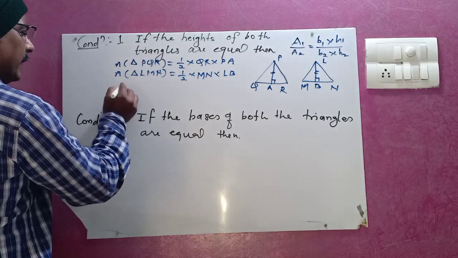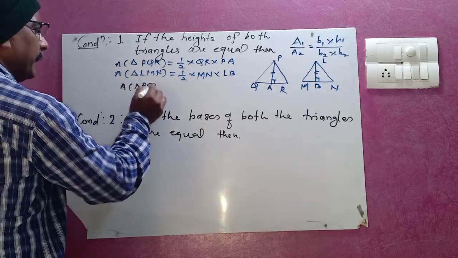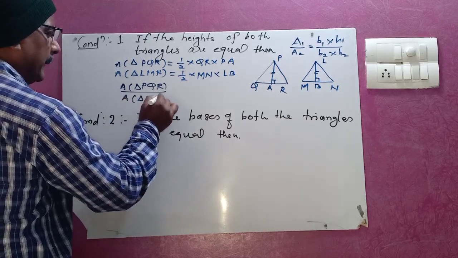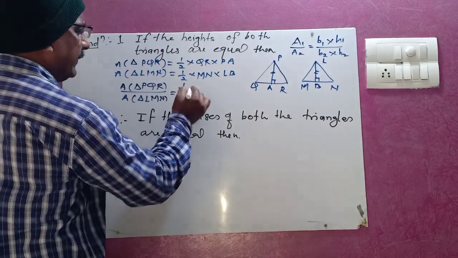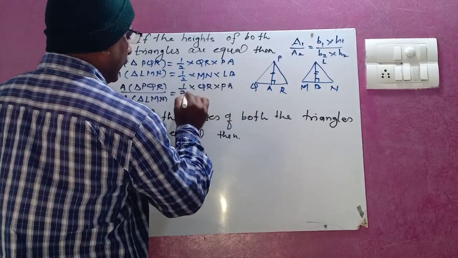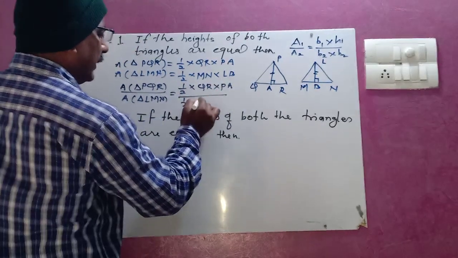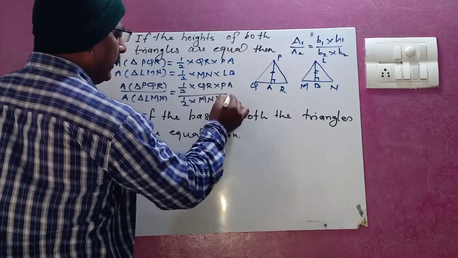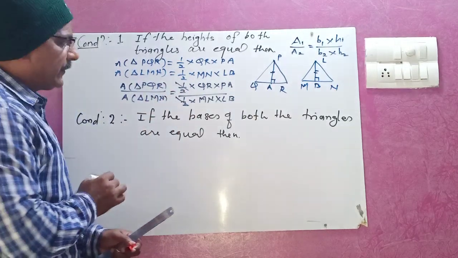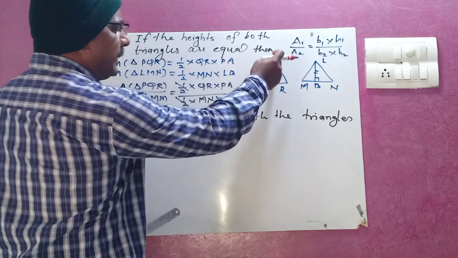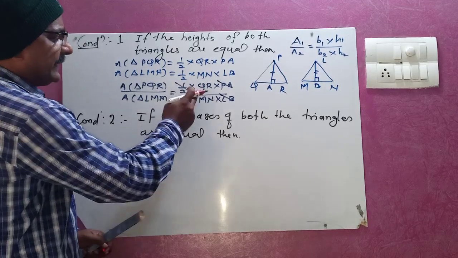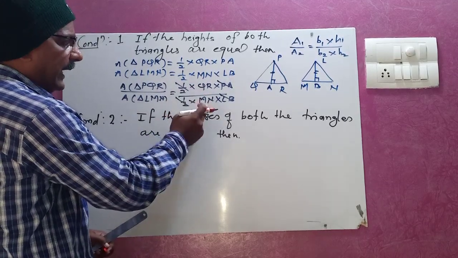That is, area of triangle PQR upon area of triangle LMN. So this is half into QR into PA upon half into MN into LB. This half and half get cancelled because they are the same. Like that, PA and LB also get cancelled. So what is left? Base of the first triangle and base of the second triangle.